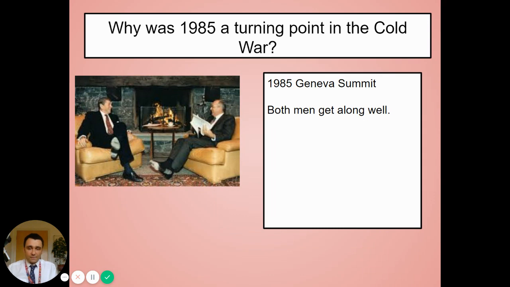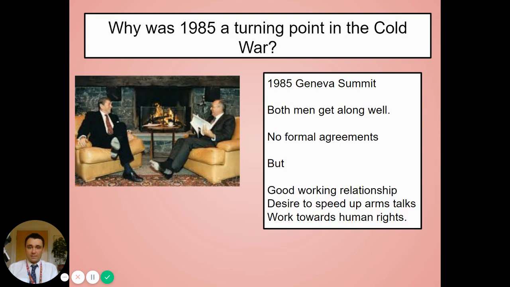And what Reagan liked was the fact that Gorbachev could talk openly about the failings of the USSR. Gorbachev didn't pretend the USSR was something that it wasn't. And they actually don't make any formal agreements. They've just met. It's the same as you don't go on a date with someone and agree to marry them straight away. But this does show good working relationships between the two of them. They wanted to speed up arms talks and removing nuclear weapons, and they wanted to work towards human rights and improving the quality of the world. So that's 1985.